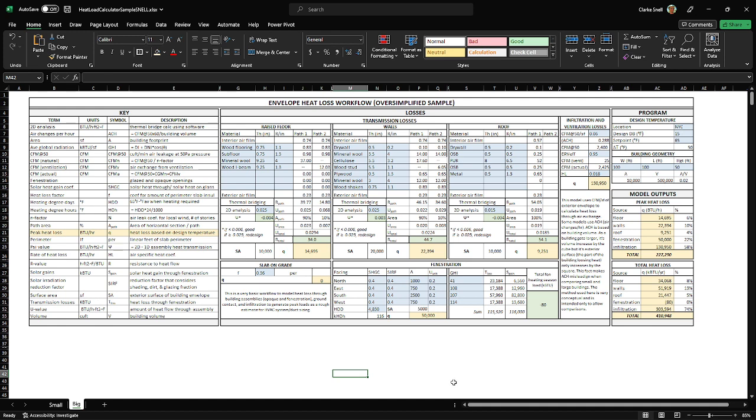So this is not the way you would probably really do it, but this could work as a very basic initial calculation if you were designing a house or something. Okay, that's all that I wanted to introduce with this.